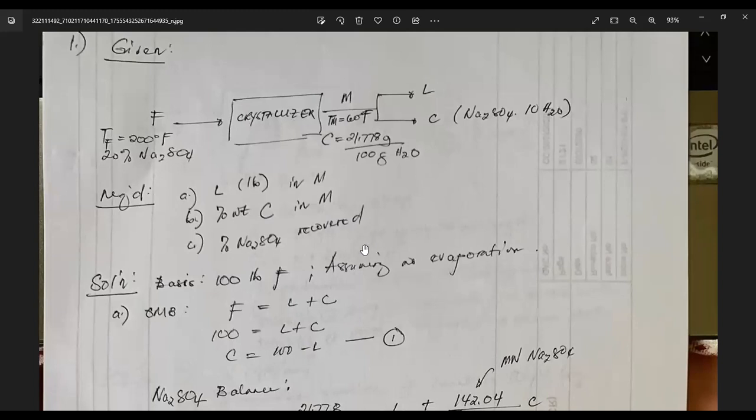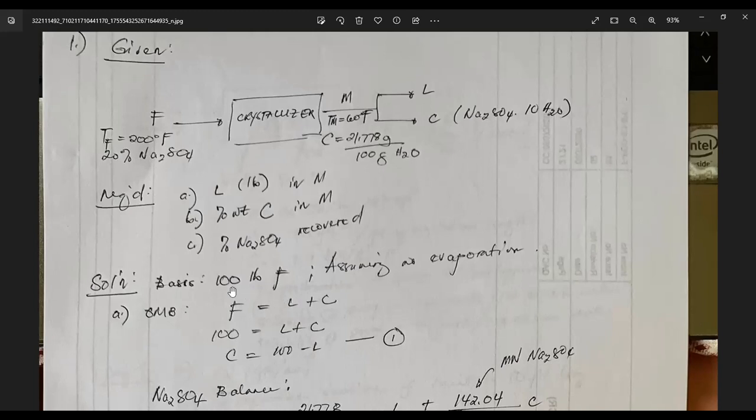Now, you have to remember, class, that if neither the feed nor the crystal is given, you really have to make a basis because you cannot know any of the two unless you make a basis. So in this problem, you're not given the crystals produced, you're not given the feed that is being used in producing the said crystal. So you need to have a basis. In that case, your basis here would be on the feed. But it need not be 100 pounds. We're just using 100 pounds for ease because we're dealing with percentages here.